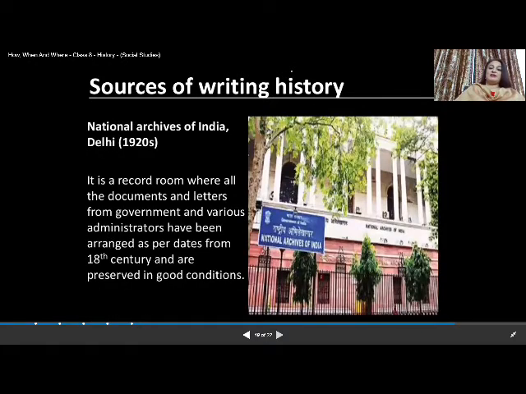Now, sources of writing history. The National Archives of India in Delhi, 1920. It is a record room where all the documents and letters from government and various administrations have been arranged by date from the 18th century and are preserved in good condition. So you can see here.